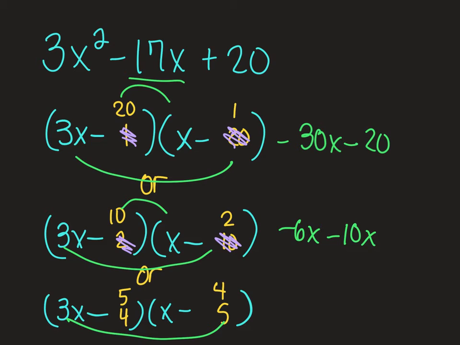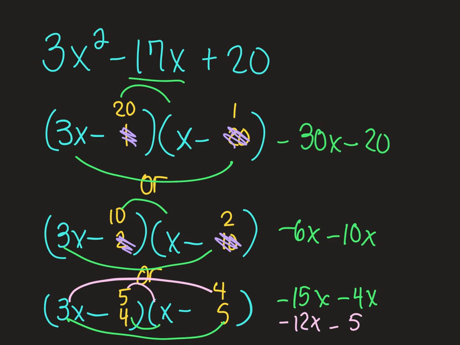Outer, negative 15x. If I use the 5, I've got to go inner right here and get negative 4x, which is close. So I bet it's the very last option. Outer, 3 times 4 is negative 12. Negative 5 times this is negative, there we go. That's the winner, chicken dinner.